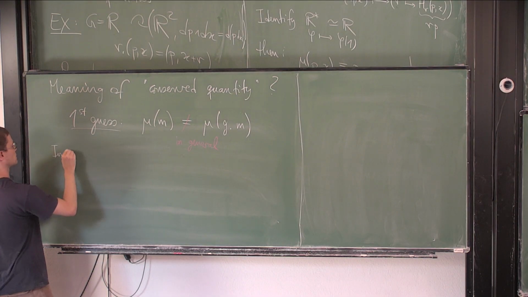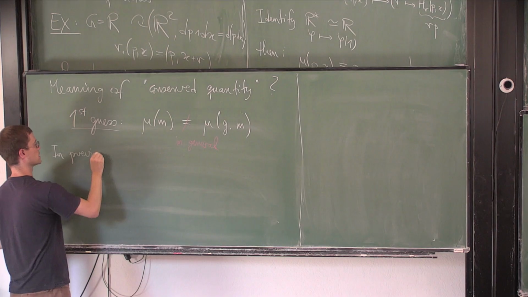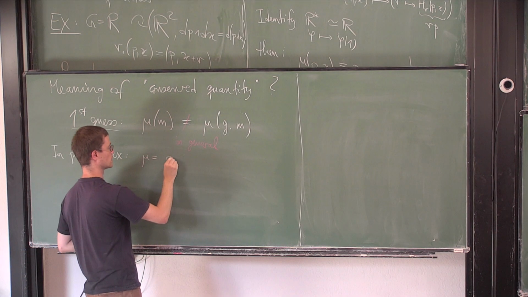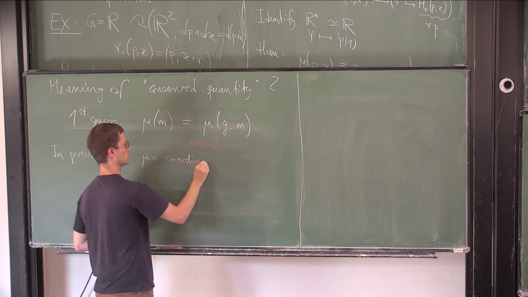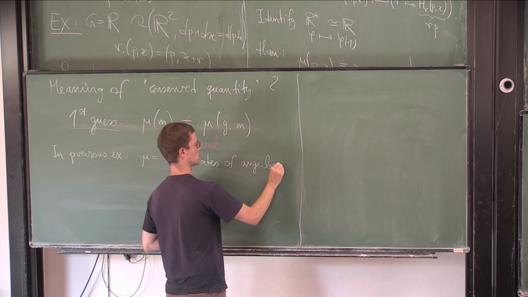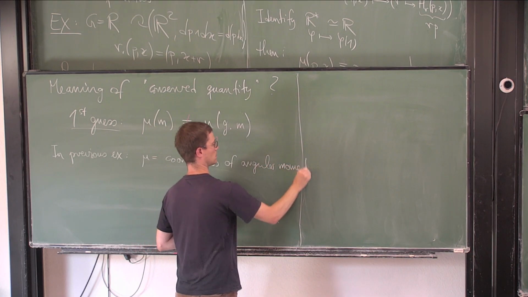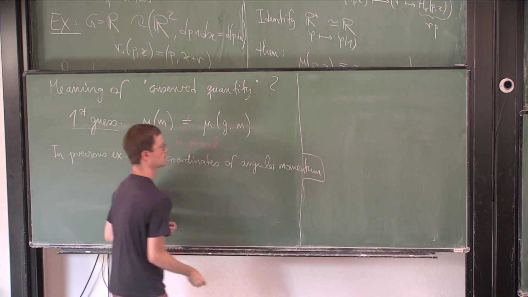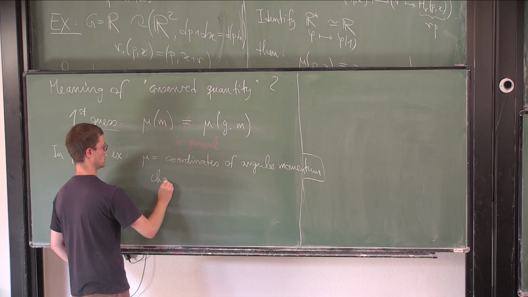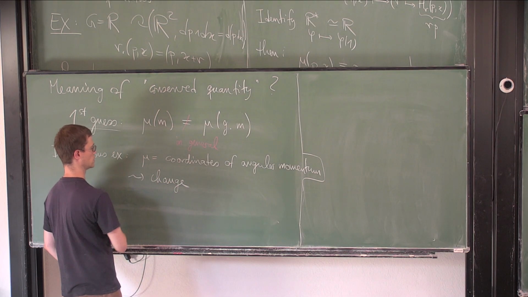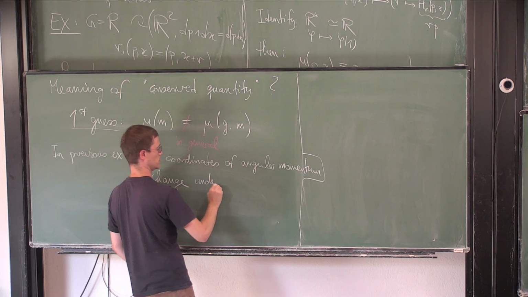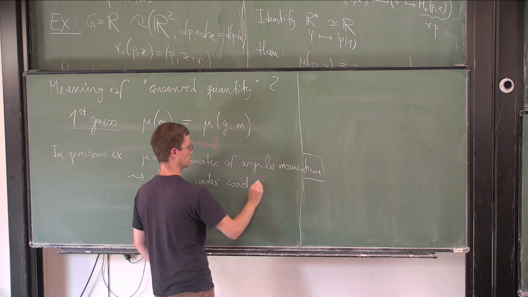In the previous example, mu is the coordinates of the angular momentum. And this is, of course, not really preserved, so these coordinates change under coordinate transformations.